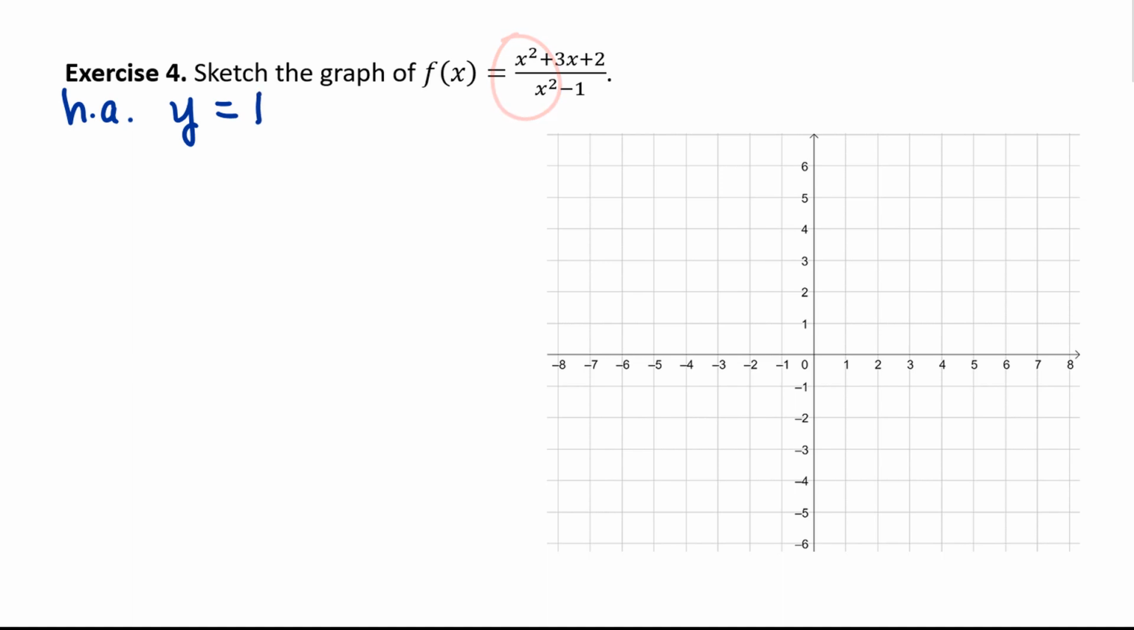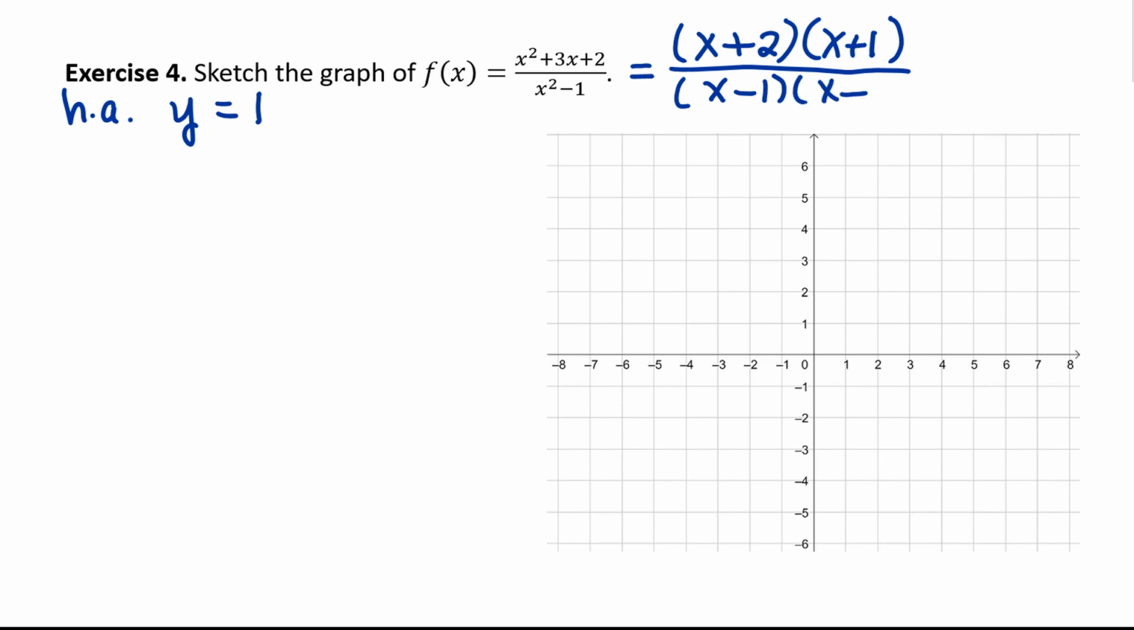Now, before we do anything else, let's factor the numerator and the denominator to see if there are any common factors. The quadratic x squared plus 3x plus 2 factors to x plus 2 times x plus 1, divided by the x squared minus 1, which is a difference of squares, so we can write the x squared minus 1 as x minus 1 times x plus 1.